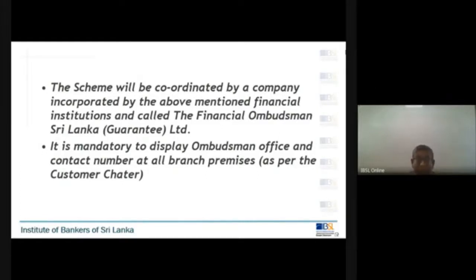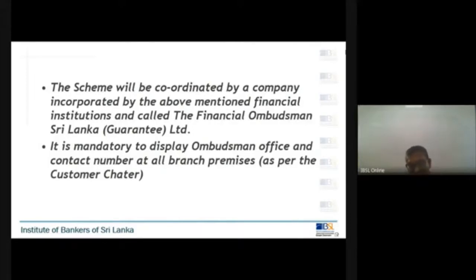Now, another important thing. How many of you are working in a bank? It is mandatory to display the ombudsman office and the contact number at all your branch premises, according to the customer charter. Why do you need to show the ombudsman office and contact number to the customer? If the customer has any problem, we need to tell them to go to the ombudsman if they are not satisfied with my branch or bank. Most bank branches today have an electronic gadget, otherwise you have to display it. A lot of banks now have electronic rotating display machines, and at one time you see the ombudsman name.